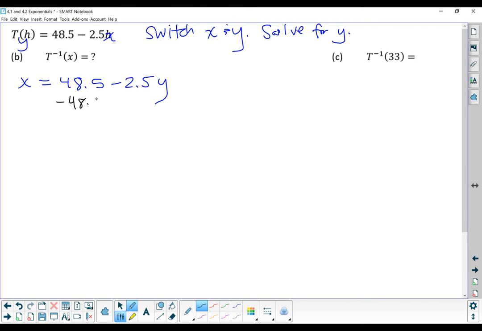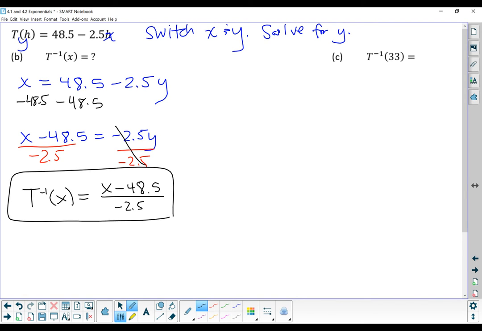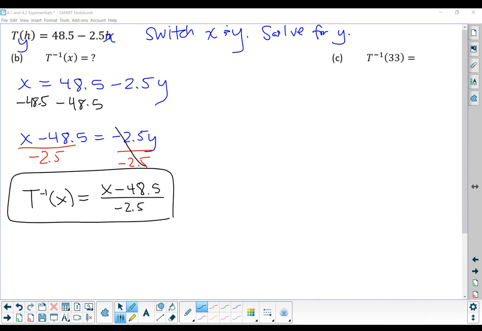So I would start by subtracting 48.5 from both sides of my equation. So I now have the equation x minus 48.5 is equal to negative 2.5y, and then I would divide by negative 2.5. It's okay to leave your function in this form. It does want you to use an x, not an h or something. So it does prompt you to put it in terms of x, T inverse of x, and you can leave it in this form. You could divide it, but I would just leave it in this form.